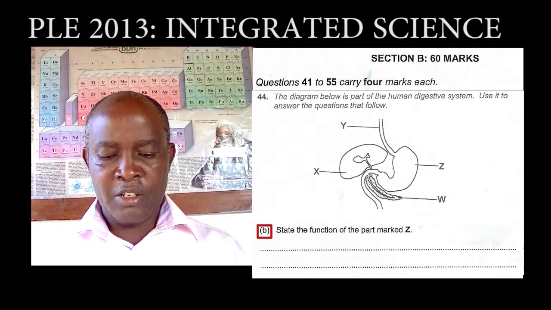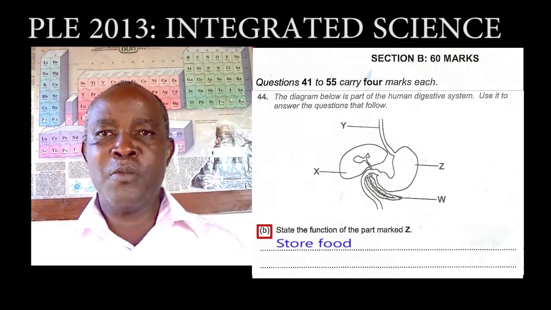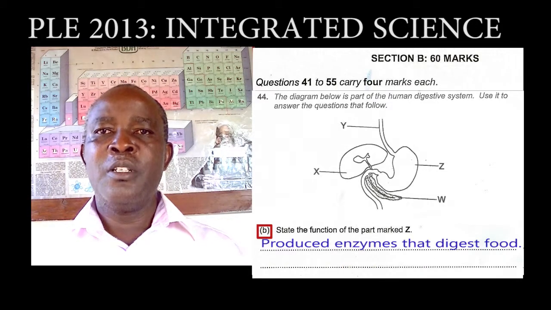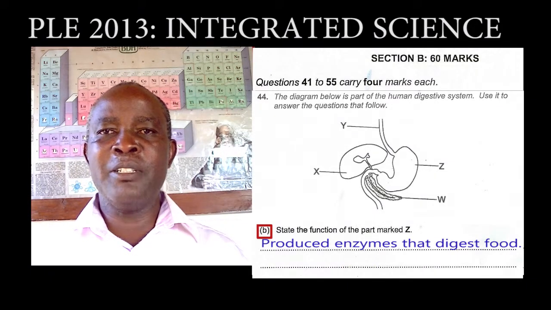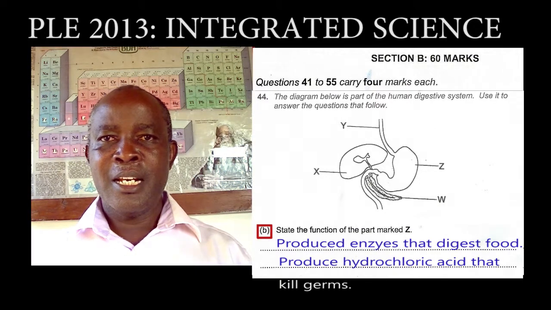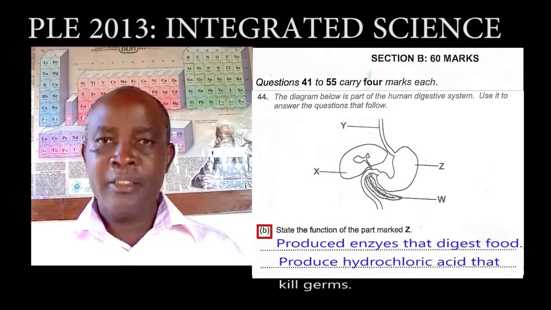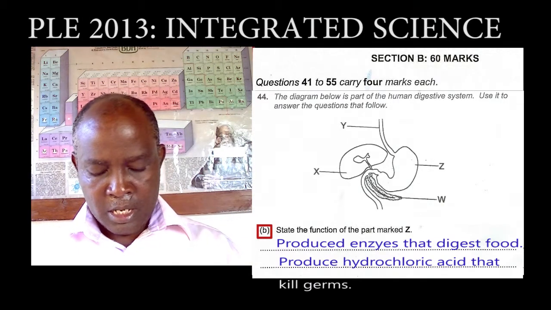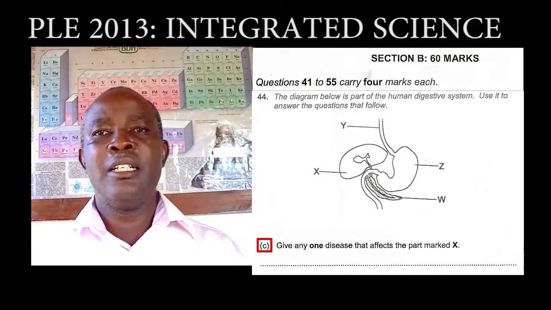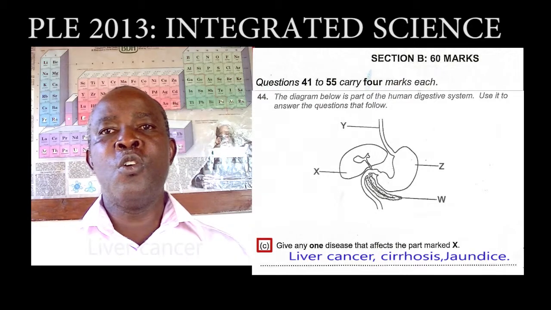State the function of part marked Z. The stomach stores food. The stomach pounds food. The stomach produces enzymes like pepsin that digest protein. The stomach produces hydrochloric acid that kills germs. Give any disease that affects part marked X. Liver cancer, cirrhosis, or jaundice.